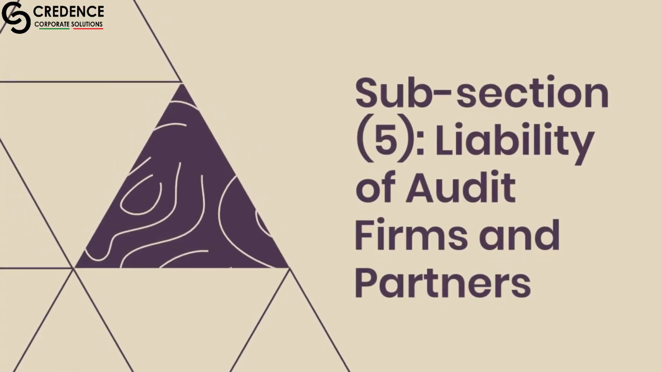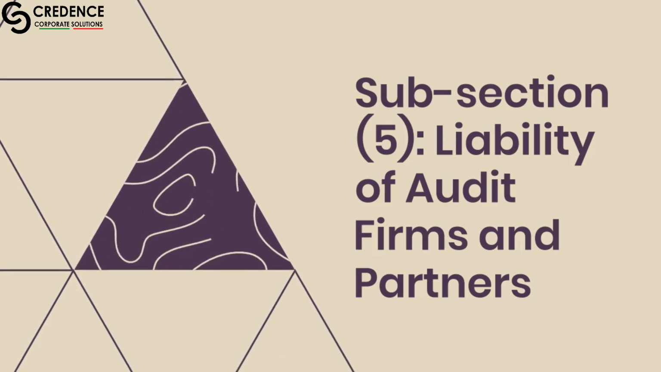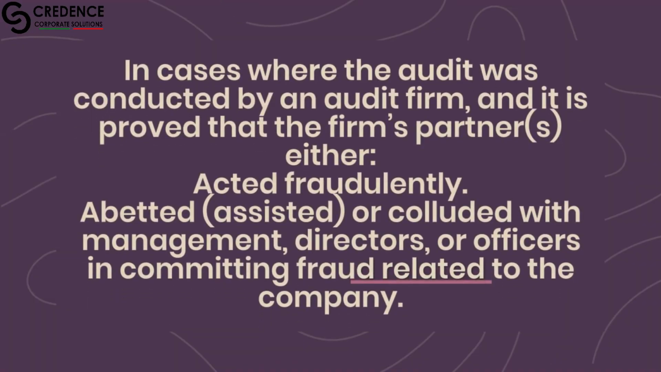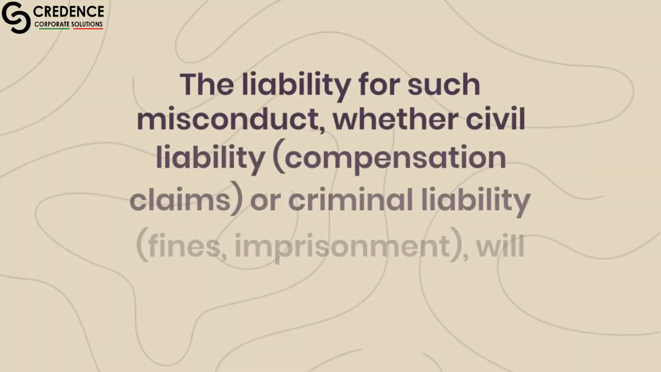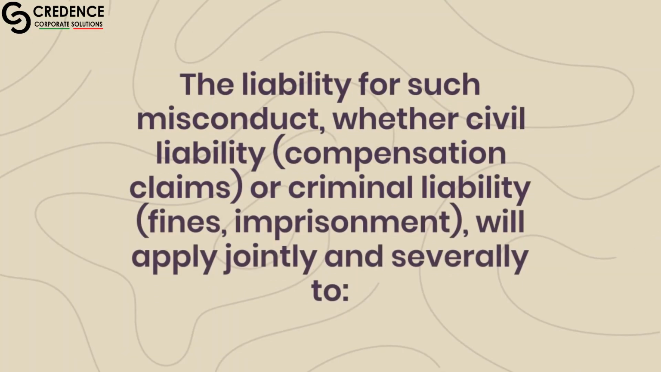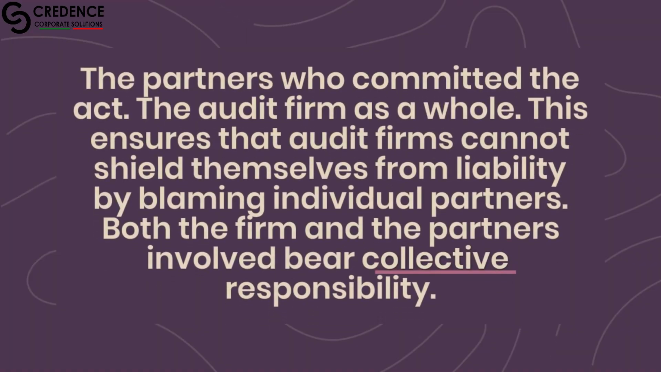Subsection 5. Liability of audit firms and partners. In cases where the audit was conducted by an audit firm, and it is proved that the firm's partners either acted fraudulently, abetted, assisted, or colluded with management, directors, or officers in committing fraud related to the company, the liability for such misconduct, whether civil liability, compensation claims, or criminal liability, fines, imprisonment, will apply jointly and severally to the partners who committed the act, and the audit firm as a whole.